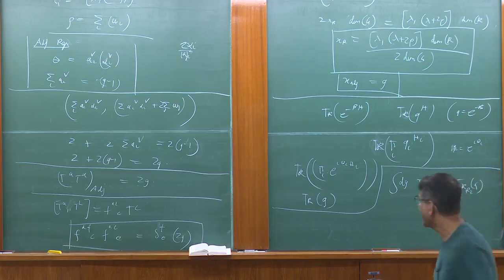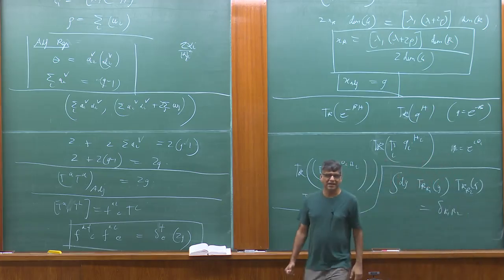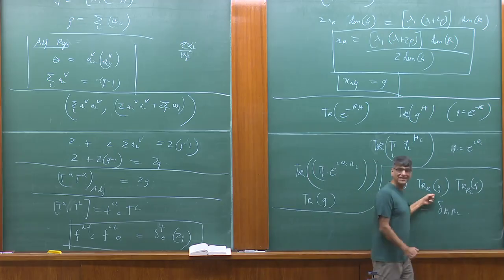So, okay, so there is this. The result is that this thing is proportional to delta R1, R2. And if you choose these characters to be normalized appropriately, that coefficient can be made 1.